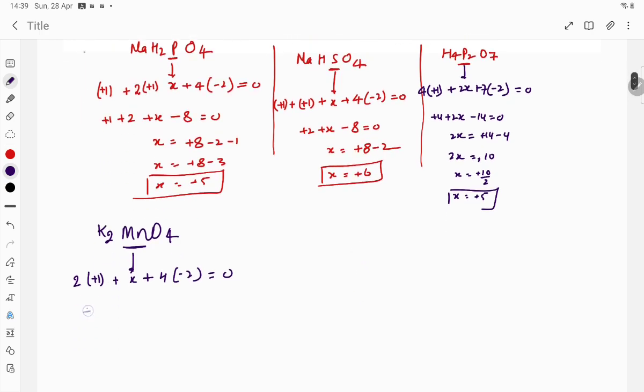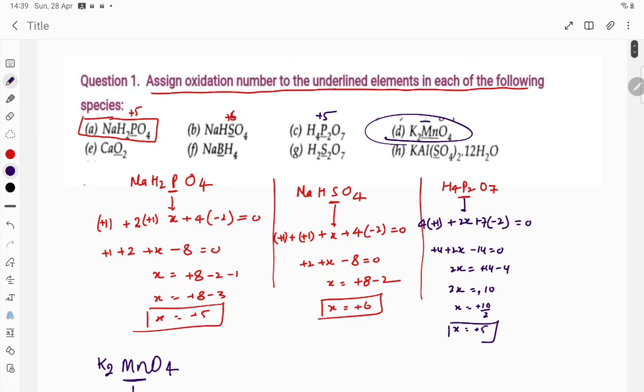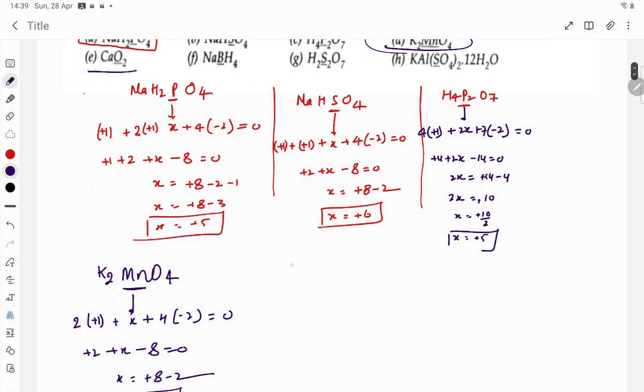So if you are solving, here it is going to be +2 plus x -8 equal to 0. So x is equal to, this will go that side, +8 -2. So x is equal to +6. So Mn here we are getting, dear student, +6. Now CaO2, this is the interesting one.